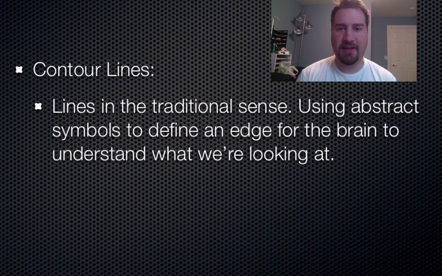Contour lines are simply lines in the most traditional sense. A line does not exist in nature, therefore it's simply an abstract symbol. And since our brain uses edges to understand what we're looking at, that line is a symbol representing an edge.